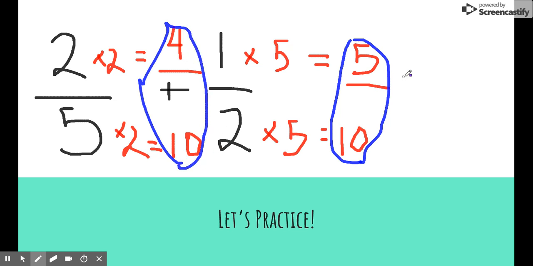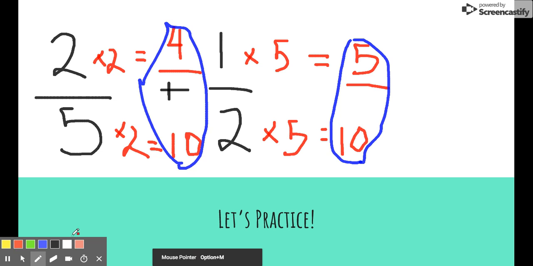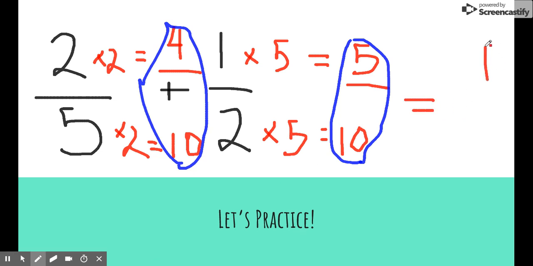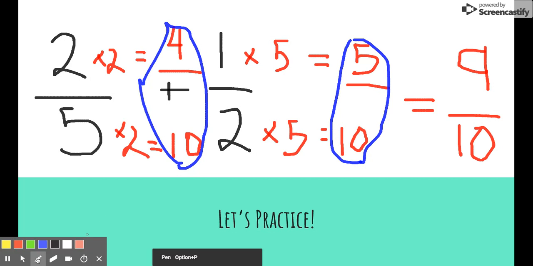So now we add the tops. 5 plus 4 equals 9, and our denominator stays the same. So now we know that 2/5 plus 1/2 equals 9/10.